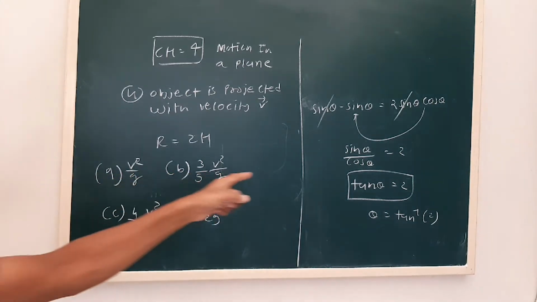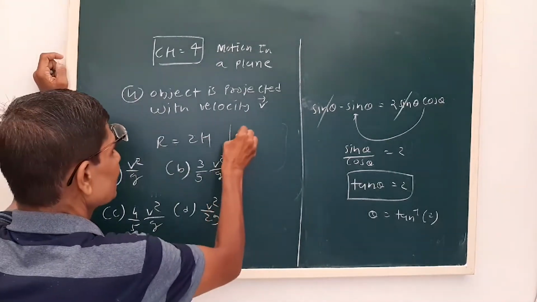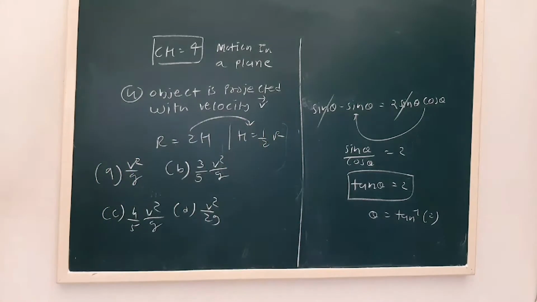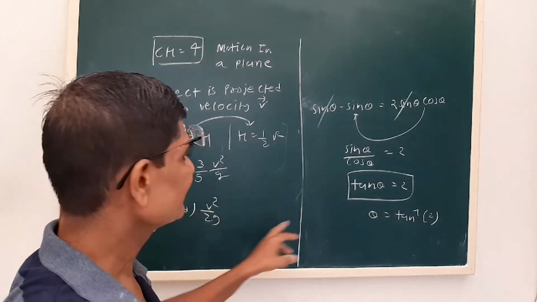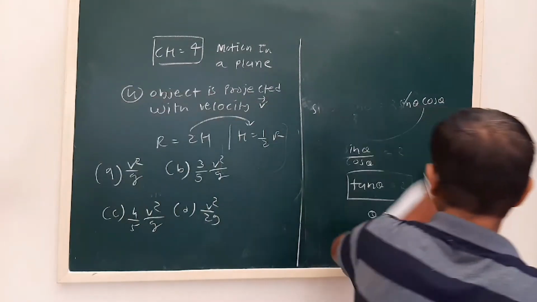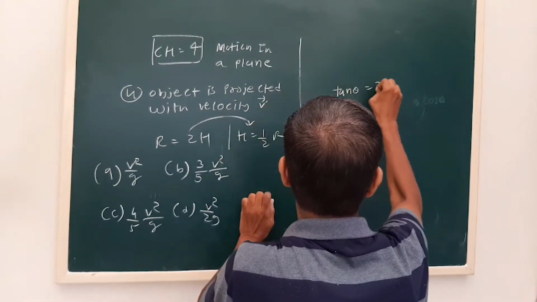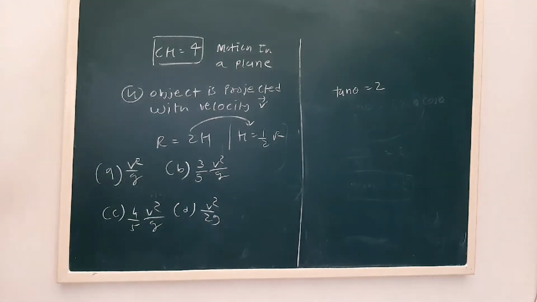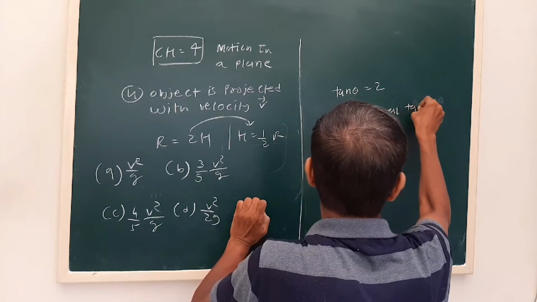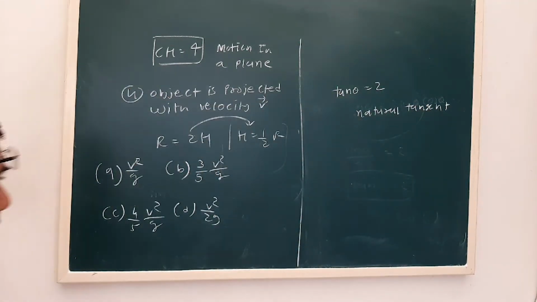Now see, just now we have proved that when the height is 1 by 2 r, in a little bit different format you can see, in that case the angle of projection will be tan theta is 2. Now if I see in the natural tangent table, the theta I will obtain is 63 degree.